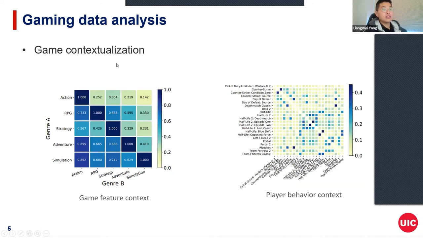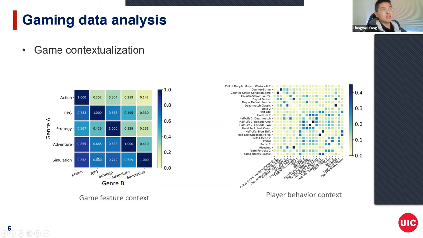And here we show some analysis on game contextualization. We have two kinds of context. The first one is game feature context. Here we show the distribution of game genres. For example, in this box, the 0.733 means that more than 70% of users that play action games also play RPG games. And we can see the distribution is not even, which means different kinds of genres will influence players' behavior.